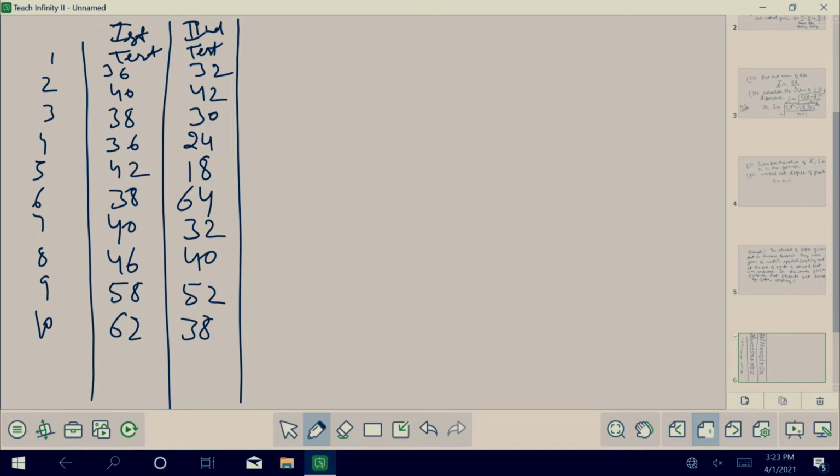There are 10 students, 1 to 10, and these are the marks in the first test before coaching. These are marks in the second test, which are after coaching, after special class. These are the marks. So you have to check whether there is a significant difference from that coaching on the performance of students or not, right? So now we have to see is there any difference.